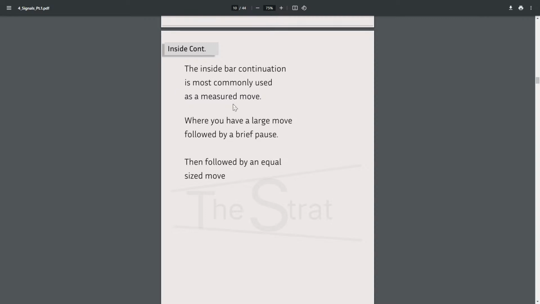The inside bar continuation is most commonly used as a measured move where you have a large move followed by a brief pause. That's your inside bar. Then followed by an equal sized move.